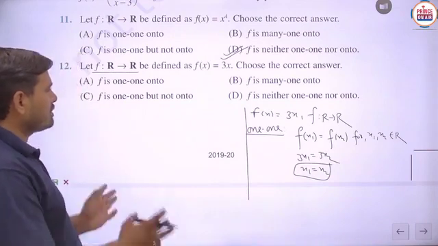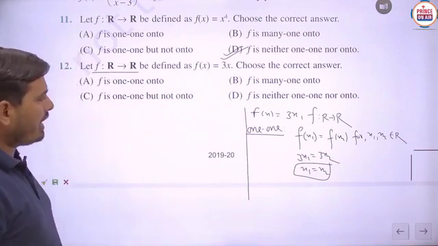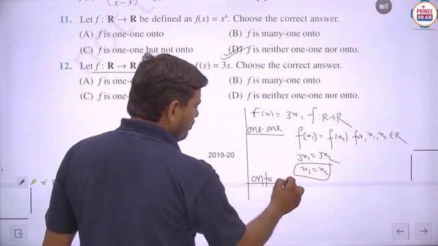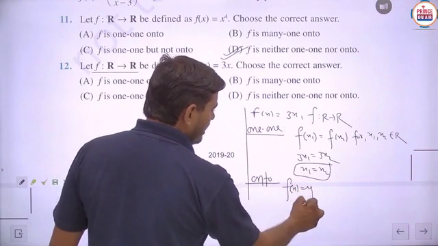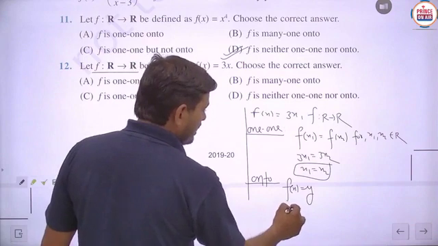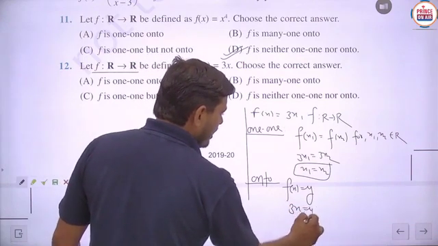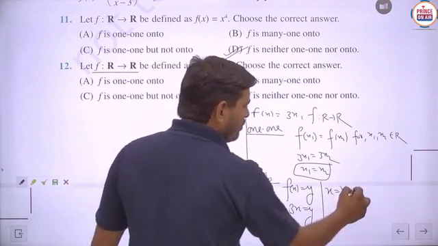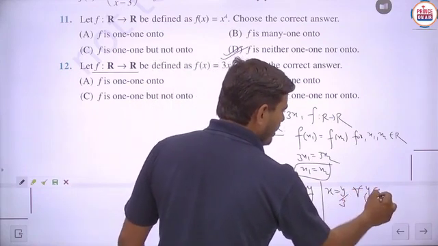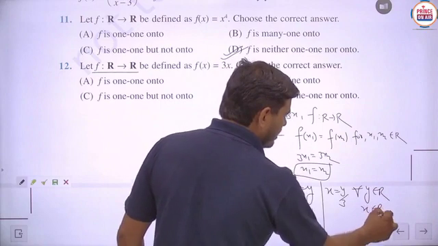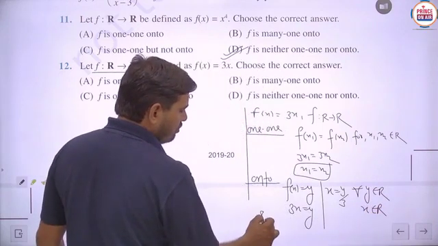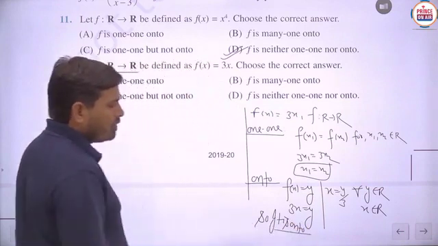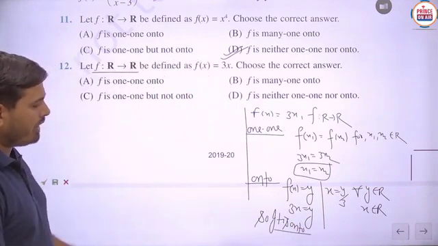So basically this given function is one-one, and we also have to check for onto. In the case of onto, f(x) will be taken as y. So here 3x equals y, then you will get x equals y upon 3. Now for all y belonging to the real numbers, definitely x will belong to the real numbers, so it is onto. So this particular function is found to be one-one and onto.